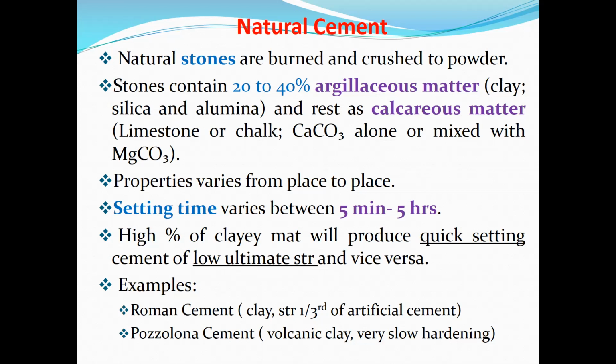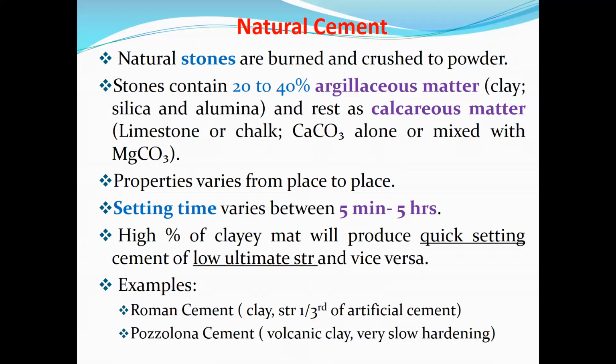But if the clay material is less, then the result is the opposite. In ancient days, people used to use Roman cement, which is basically clay, and its strength is 1/3 of present day's artificial cement. The cement that we use today is called artificial cement. So in ancient days, in some parts of the world, people used Roman cement, and its strength was 1/3 of present day's ordinary cement, or Portland cement, or normal cement.